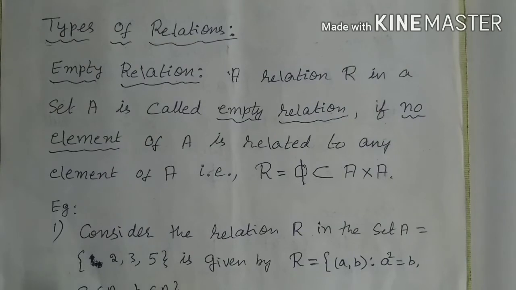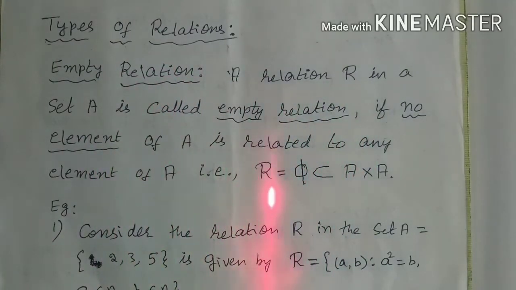Let us pass on to the second PUC topic, types of relations. What is meant by an empty relation? A relation R in a set A is called an empty relation if no element of A is related to any element of A, that is, R = ∅, which is a subset of A × A.